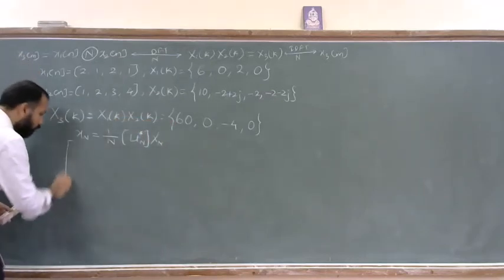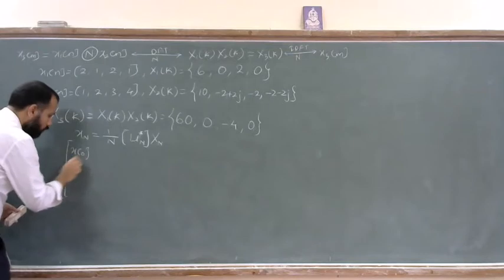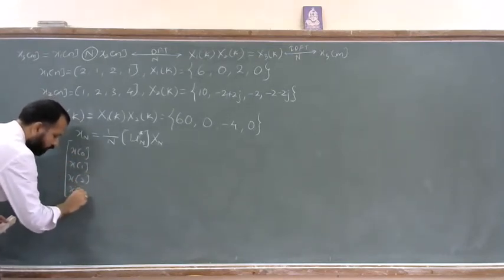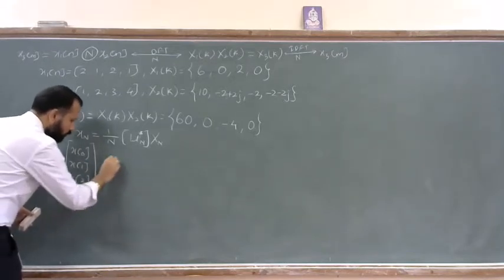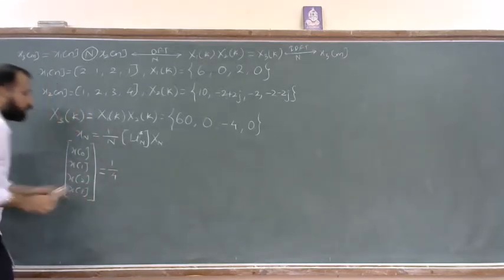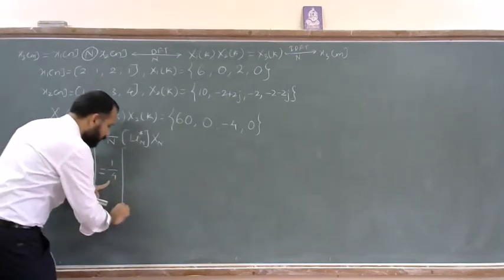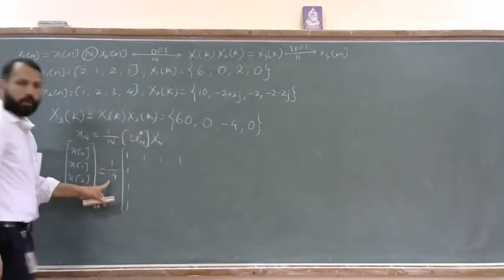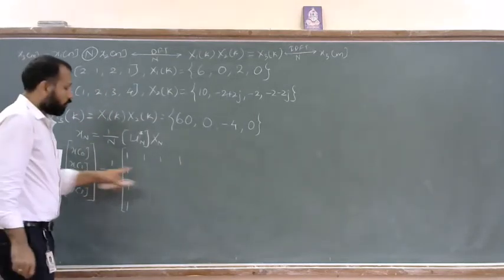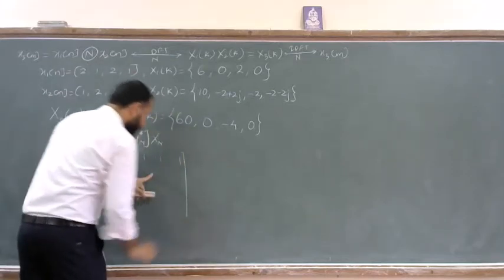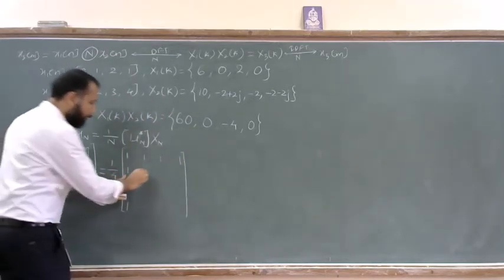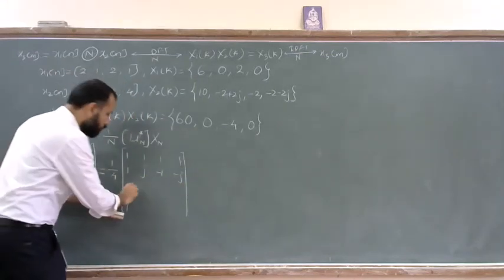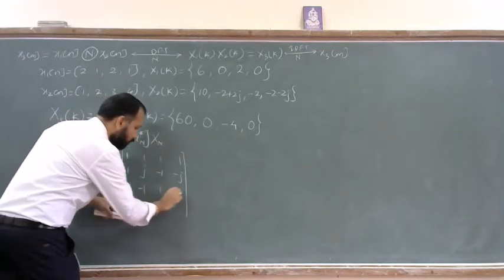So we'll have a 4-point sequence, small x of 0, x of 1, x of 2, and x of 3 equals 1 divided by 4. Now write the conjugate matrix. In the conjugate matrix, the first row and first column will all be 1. What will be the second row elements? Second row elements will be 1, plus j, minus 1, minus j. Third row elements will be 1, minus 1, 1, minus 1.